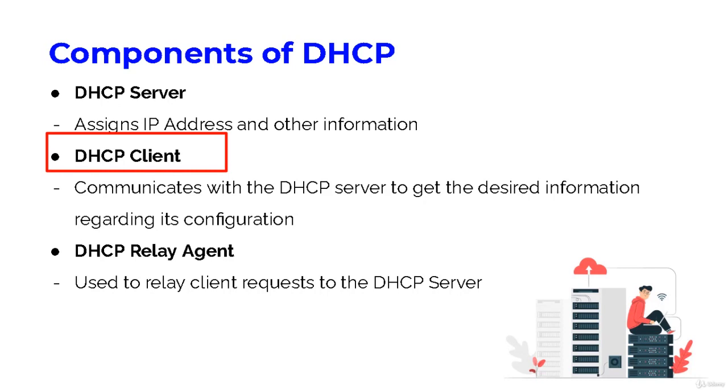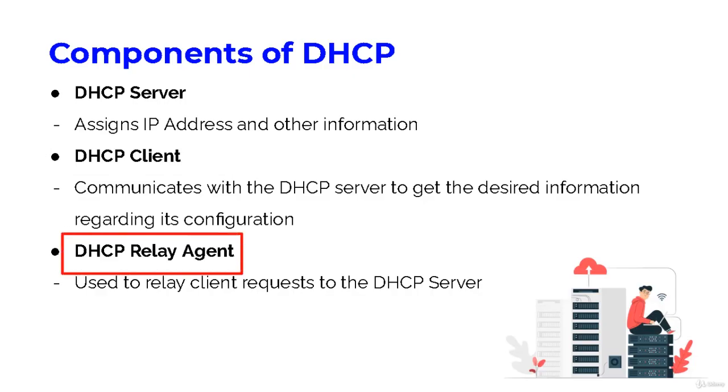This communication can take place when the computer starts. The user of the DHCP client can also initiate a DHCP client request to the DHCP server to renew its information. And the final is DHCP relay agent. It is used to relay client requests to the DHCP server.